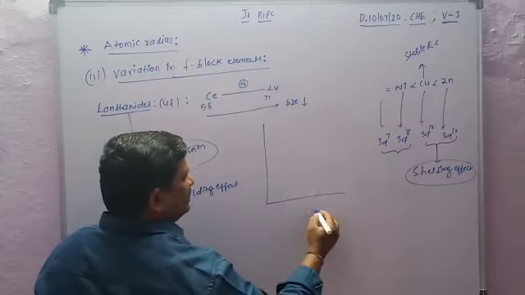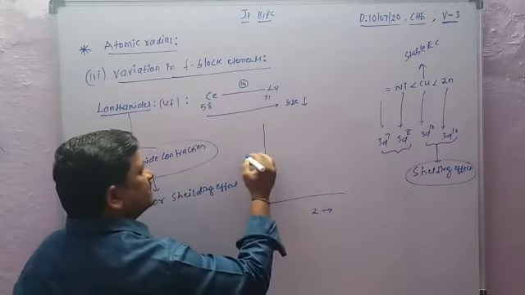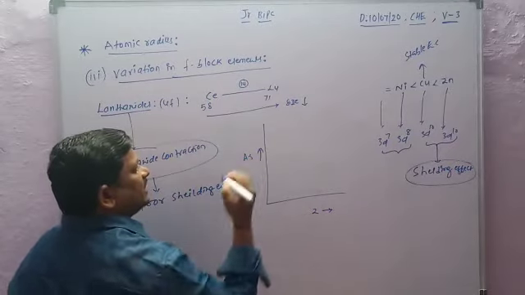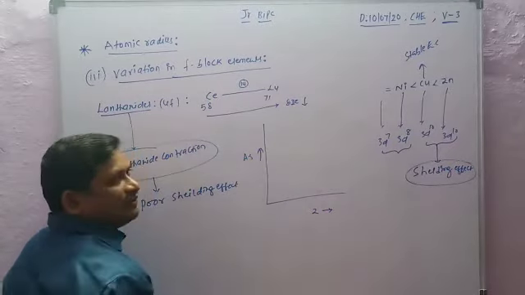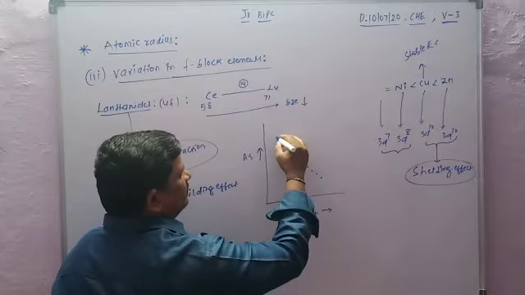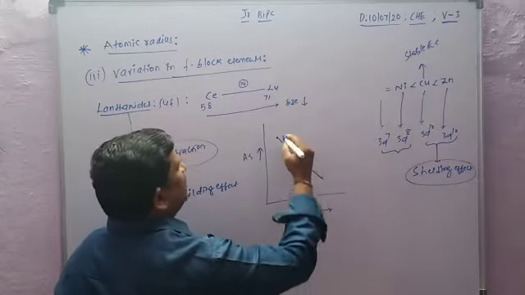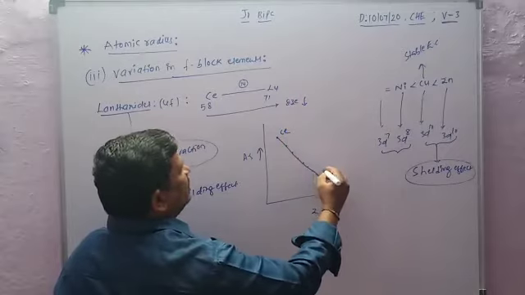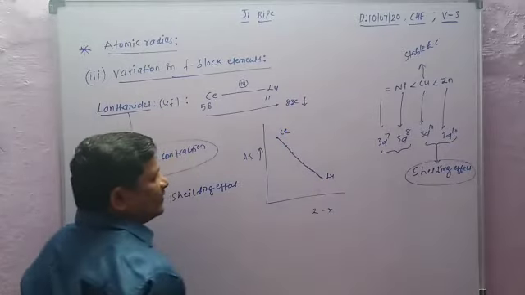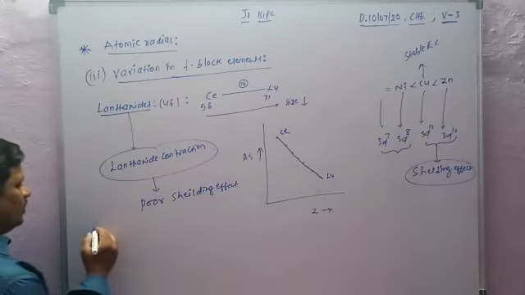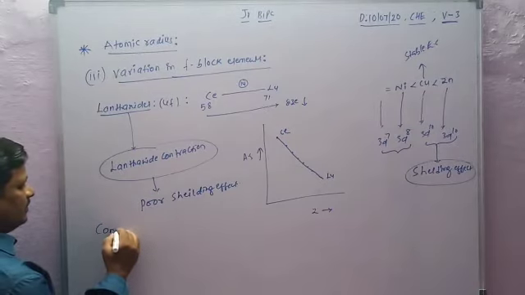Atomic number is taken on the x-axis and atomic size is taken on the y-axis. From cerium to lutetium, what happens? The size decreases. It gives a negative slope, from cerium to lutetium.